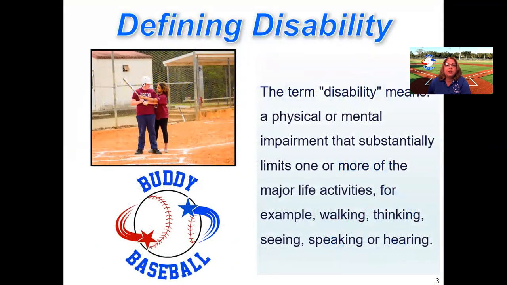So, how do you define a disability? Well, it's a physical or mental impairment that substantially limits one or more of the major life activities. So it could be having difficulty walking or thinking, vision, hearing. So there's many ways to have a disability.